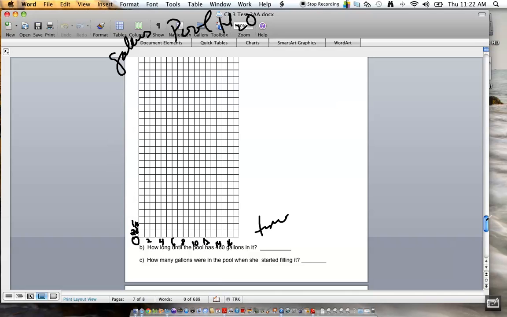20, 40, 60, 80, 100, 20, 40, 60, 80, 200, 20, 40, 60, 80, 300, 20, 40, 60, 80, 400, 20, 40, 60, 80, 500, and so on. I can't fit it all on the page right now.